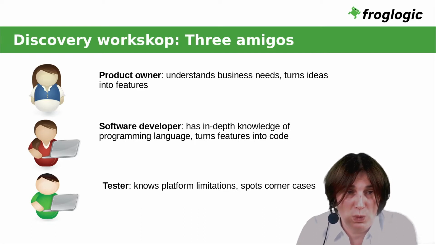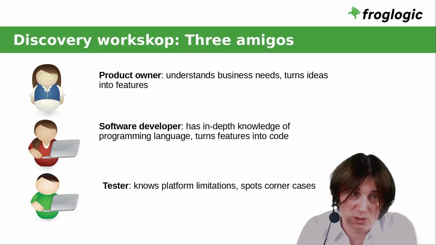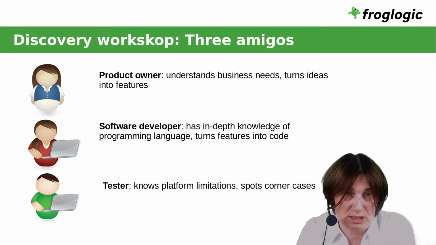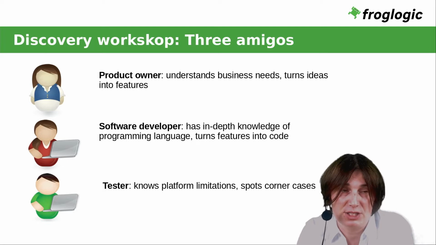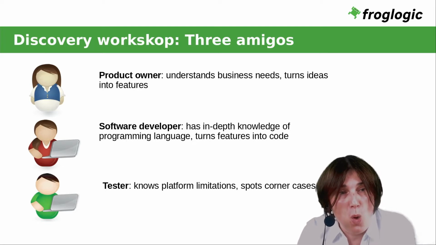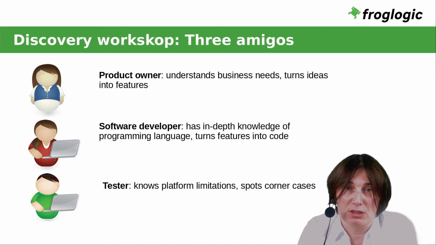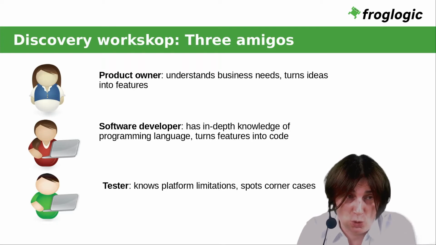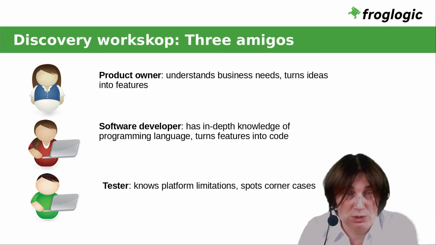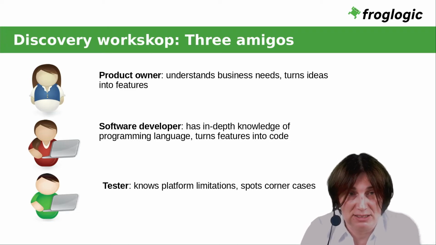And there are several ways to do it. So how to come to some shared understanding of what we want to build. This process I'm describing here can involve many people, like the entire team, but at least those three roles should be present. And the roles are the product owner, the software developer, and the tester.